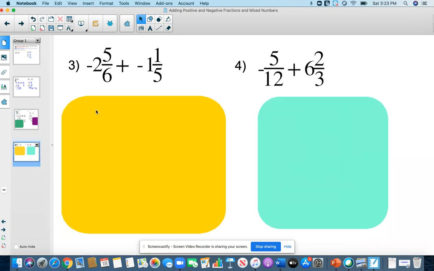So in the last slide, the 3 and 4 you can try on your own. So go ahead and pause the video, decide if you're going to add or subtract, go ahead and get your answers to the sum or the difference, and then you can come back and restart the video when you have your answers completed.